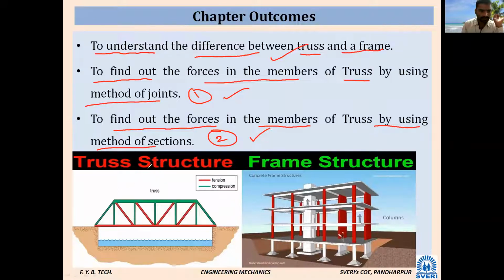So this is a truss structure. See, the members are connected end to end. This is pin connection. All the ends are pin connections, or it is also called as hinged. Yes, very good. So all the ends are hinged, all the ends are pinned, including the support. So this is not hinged; this is fixed. This is a frame structure.